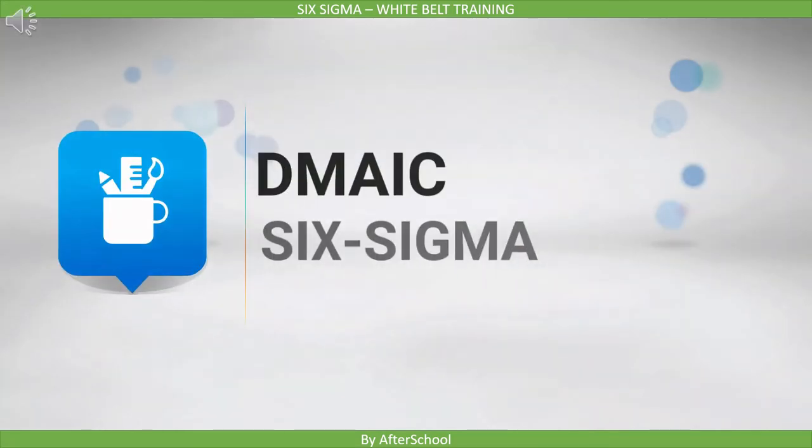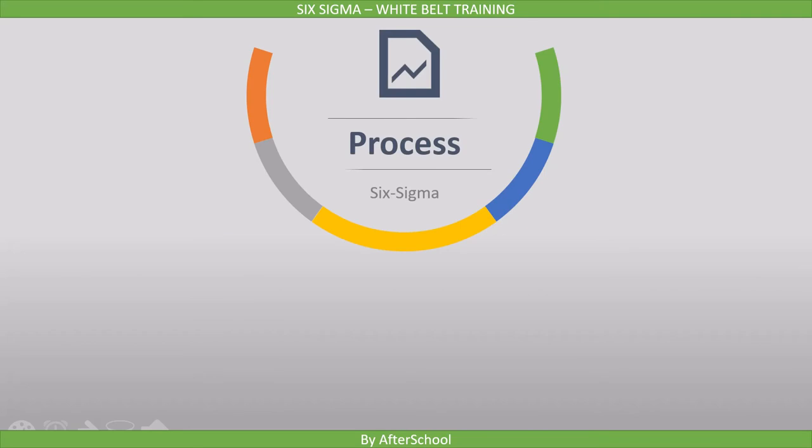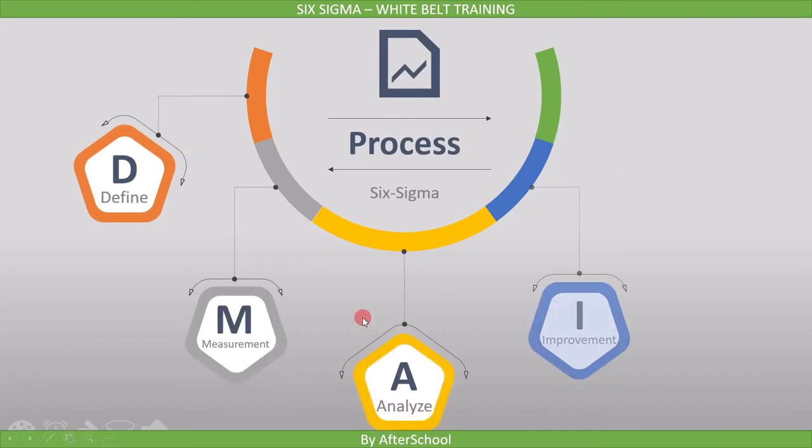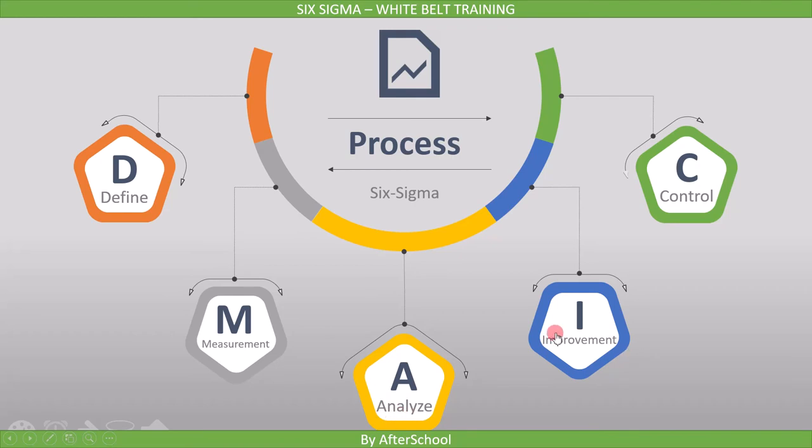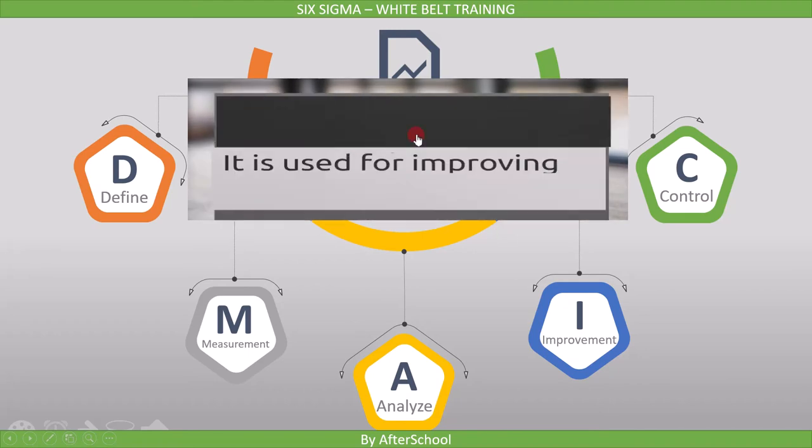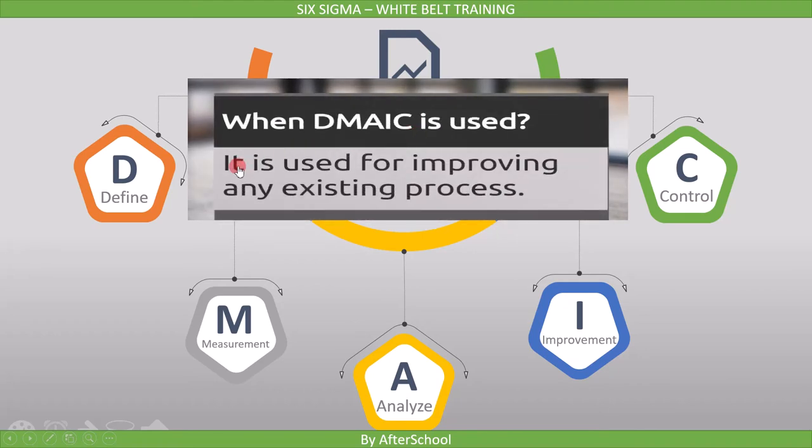In this lecture, we will cover the DMAIC approach in detail. As we know by now, DMAIC stands for Define, Measure, Analyze, Improve, and Control. When is the DMAIC approach used? The DMAIC approach is used for improving any existing process.